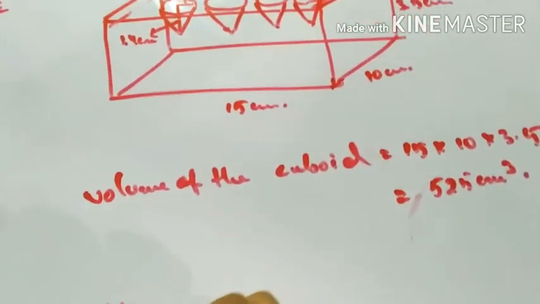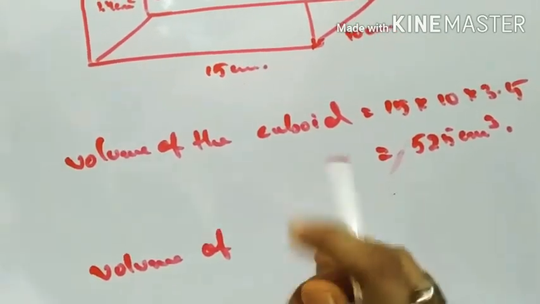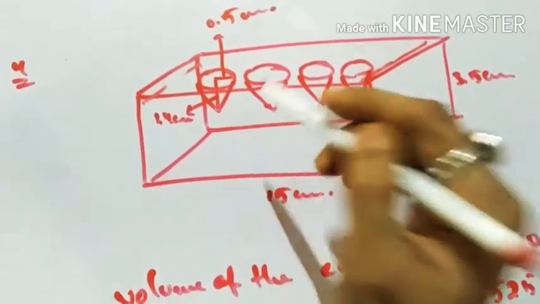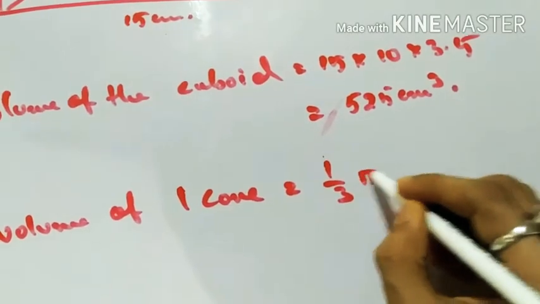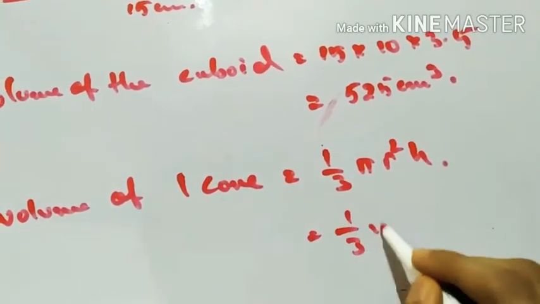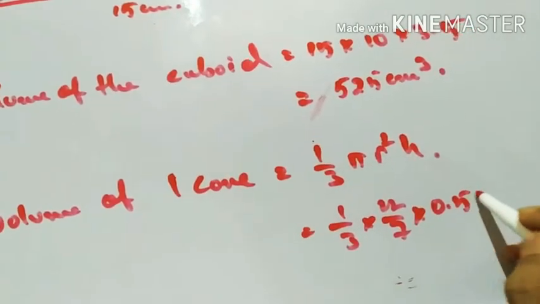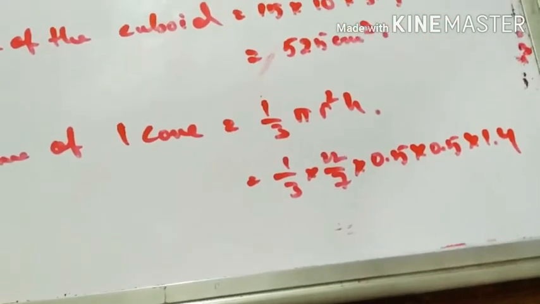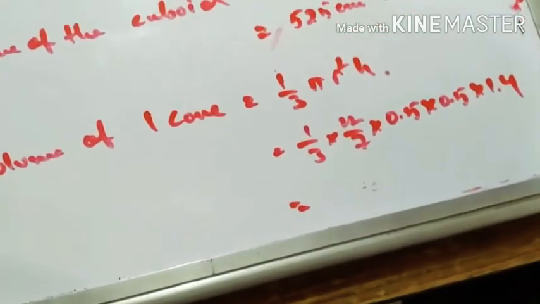Now I will have to find the volume of one cone. The volume of a cone formula is 1 by 3 pi r square h, which is 1 by 3 into 22 by 7 into radius 0.5 into 0.5 into height 1.4.